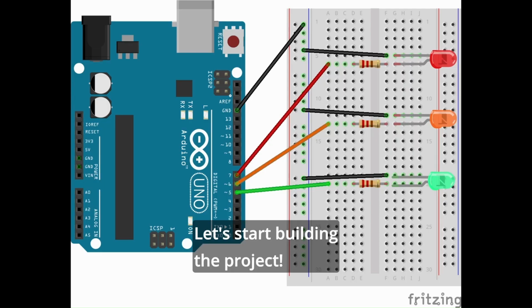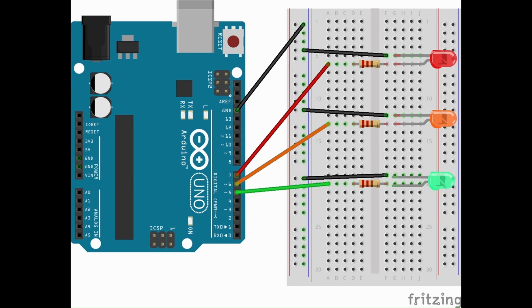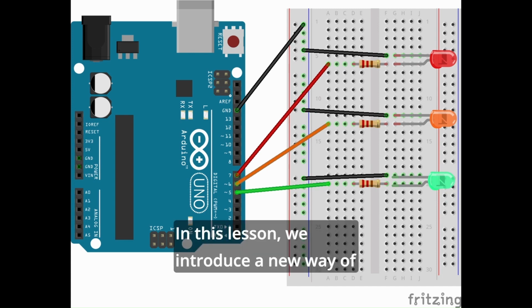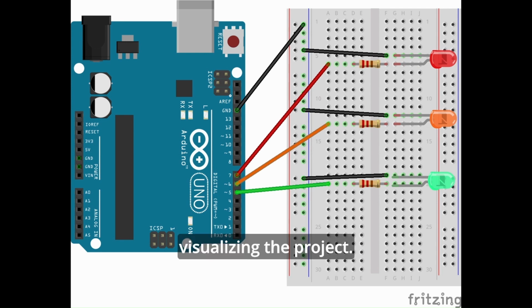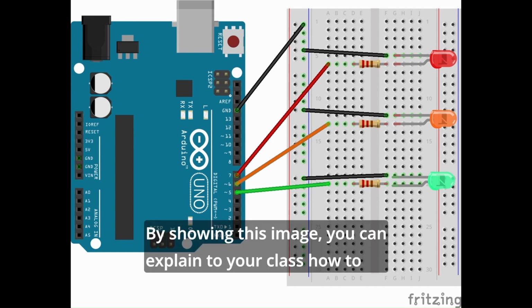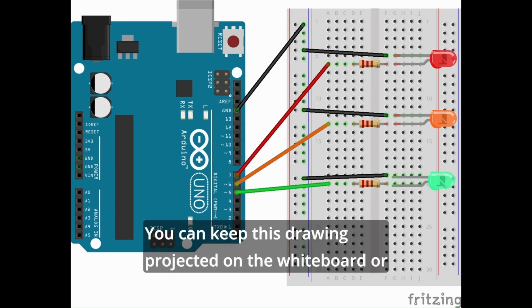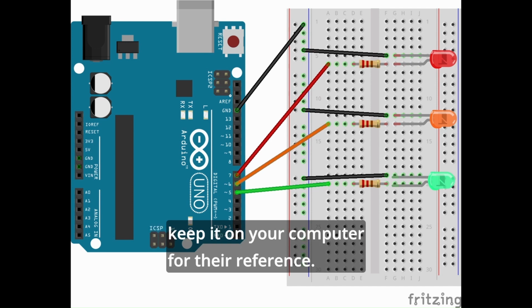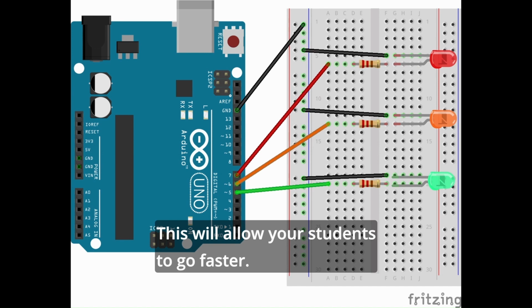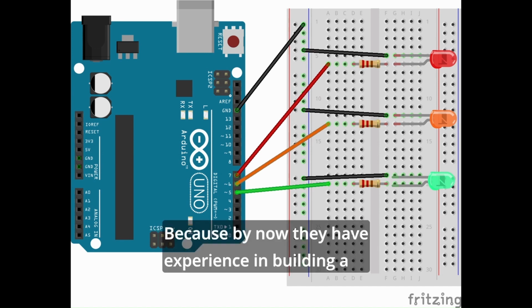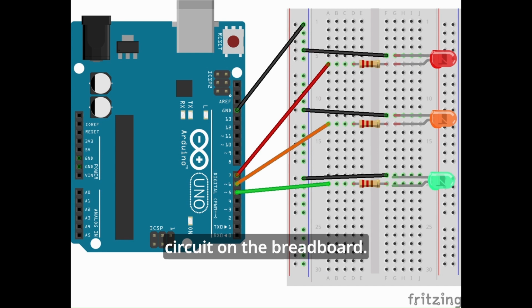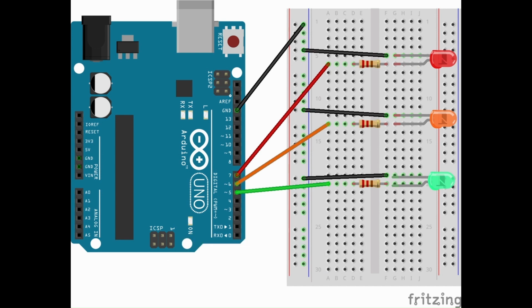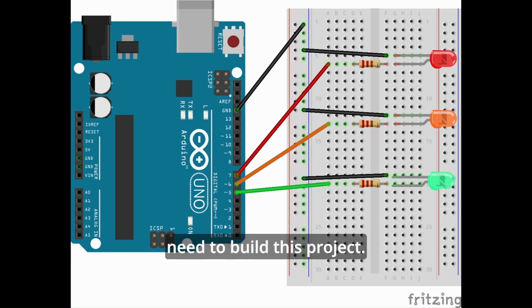Let's start building the project. In this lesson, we introduce a new way of visualizing the project. By showing this image, you can explain to your class how to build the project. You can keep this drawing projected on the whiteboard or keep it on your computer for their reference. This will allow your students to go faster, because by now they have experience in building a circuit on the breadboard. Only using the drawing, explain to your class how they need to build this project.